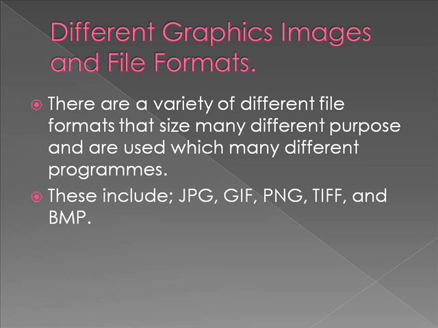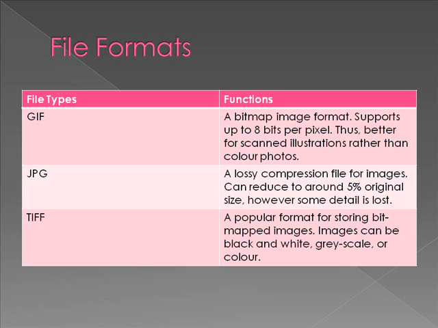Different file formats are used by different pieces of software and have different purposes. Some examples of file formats are JPG, GIF, PNG, TIFF, and BMP. The table explains some different file formats. GIF is a bitmap image file and can support up to 8 bits per pixel. This means that it can only support around 250 colours and therefore is more suited to scanned illustrations rather than colour photographs. JPG is a lossy compression file.